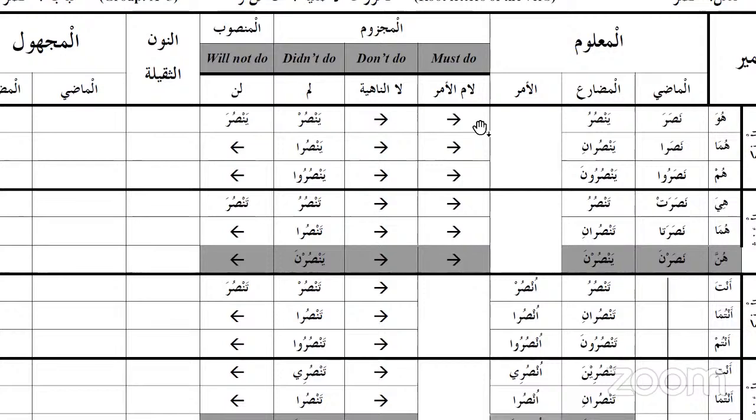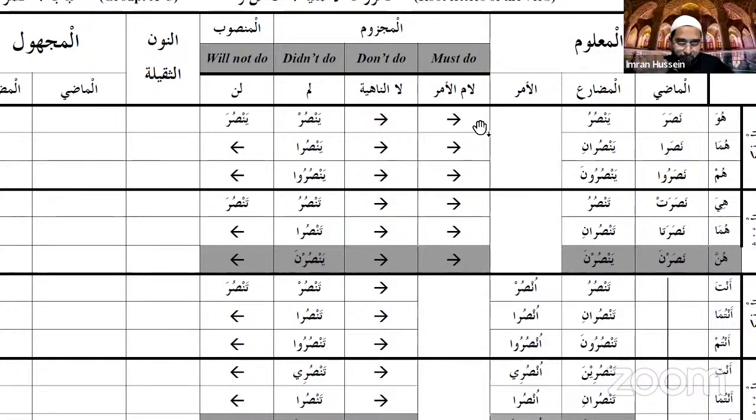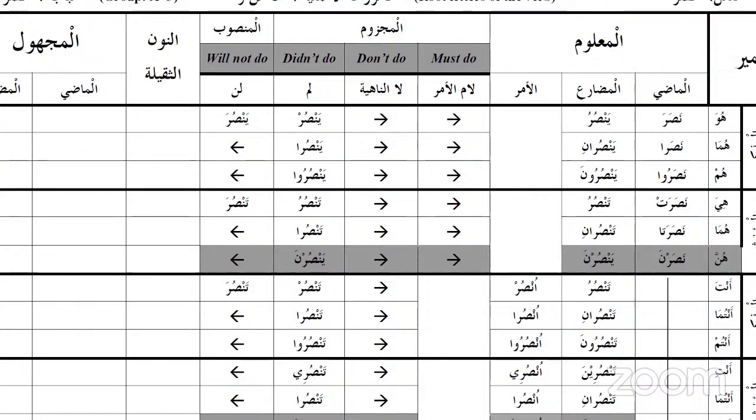Li yansur, lam with a kasra, which is a command for the third person. Li yansur, he should help. And la would also follow the same pattern.